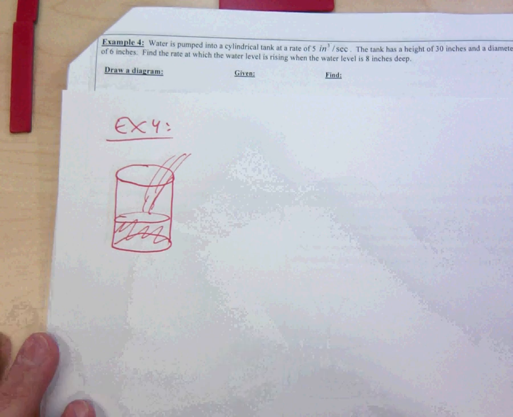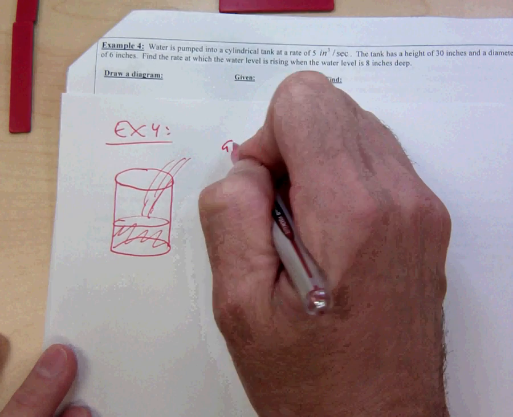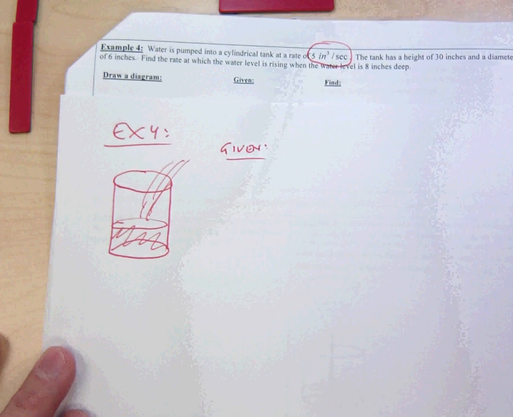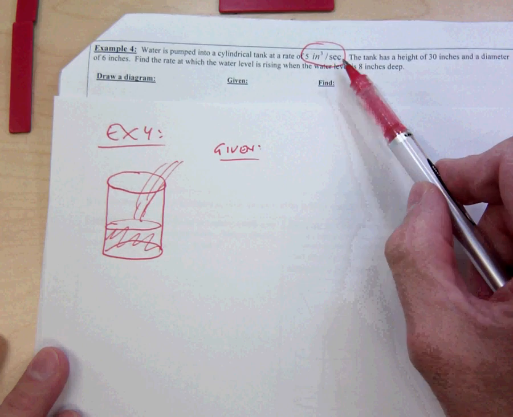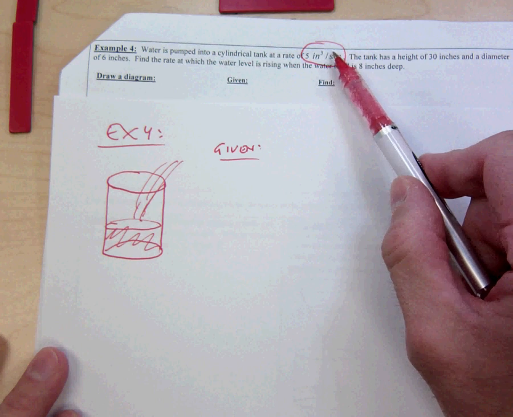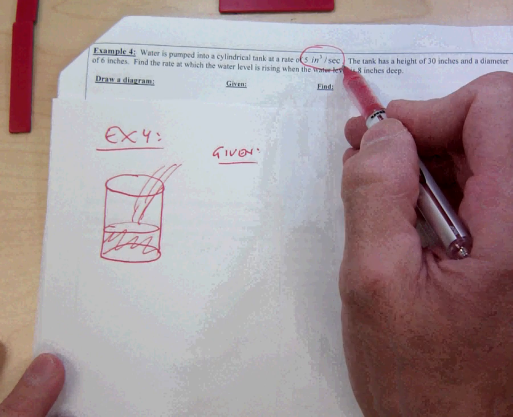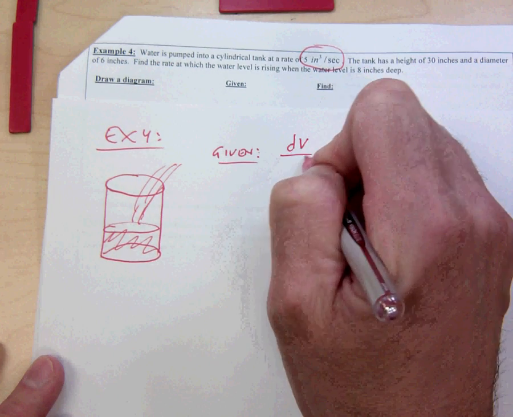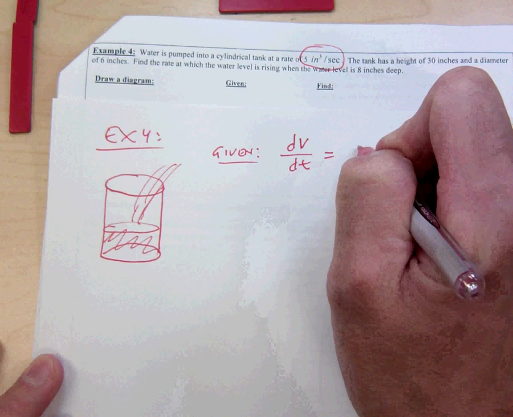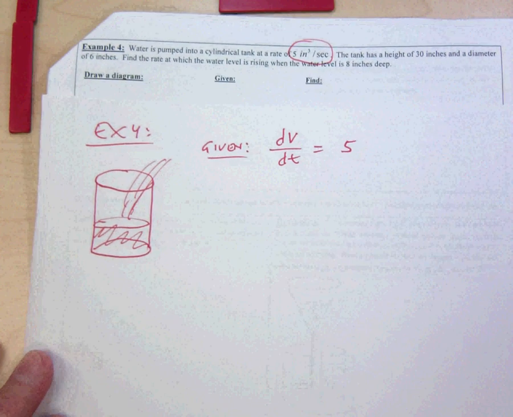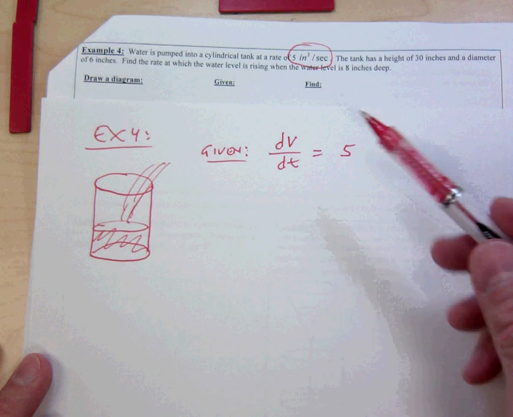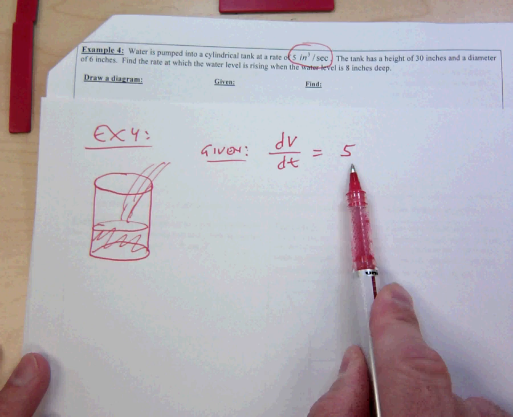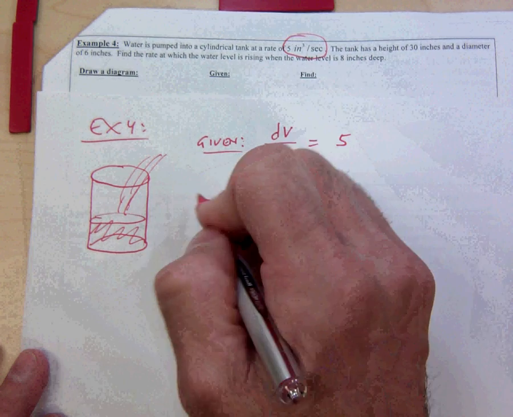Okay. And so what are you given? Well, you're given this, and it doesn't tell you what that is. So you're going to have to look at the units to figure out what that is. 5 cubic inches per second. What is inches cubed a unit of? Volume. What is seconds a unit of? Time. So they're definitely giving you the fact that dV over dt is 5. Positive or negative? Positive. How do you know? Because water's going in at that rate, so clearly the volume's increasing, so it would have a positive rate of change, wouldn't it?